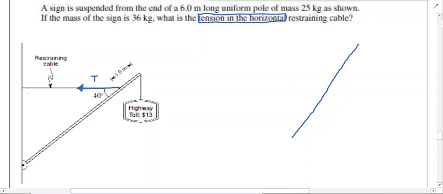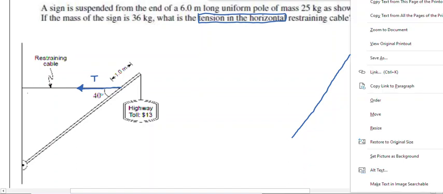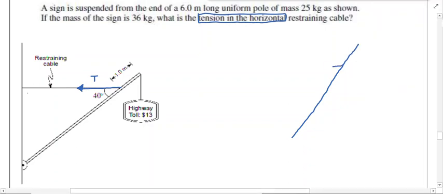Okay, so there's my pole. And I'll put that tension on my pole right here. All right, so tension. And I know that this is my 40 degrees right there. Now, what other forces are acting on this pole? Notice that there's a sign hanging from the end. So let's draw a weight vector acting straight down, and I'm going to call this capital MG, big MG.